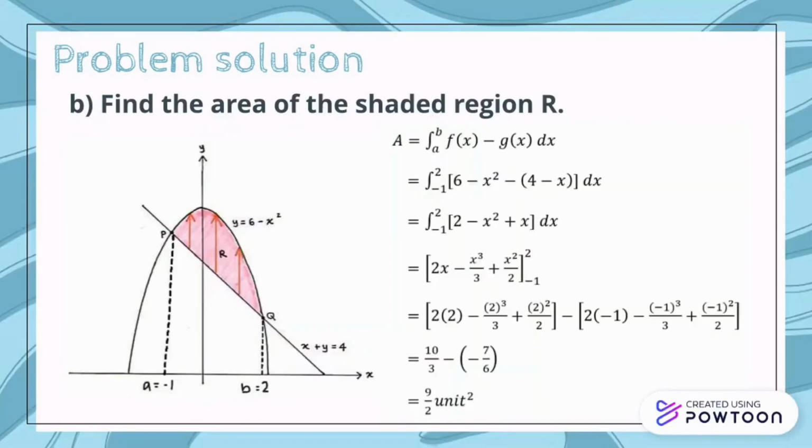Question B asks you to find the area of the shaded region R. The formula for the area of the shaded region is the integral from a to b of f(x) minus g(x) dx. From the previous question, we know that the value of a is negative 1 and the value of b is 2. The value of f(x) is 6 minus x squared and the value of g(x) is 4 minus x.